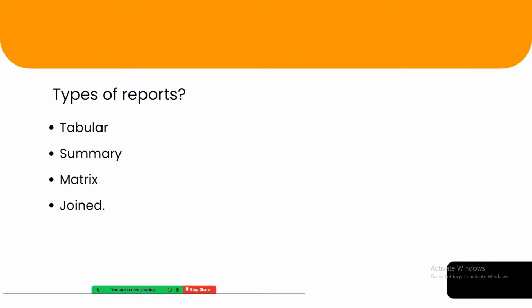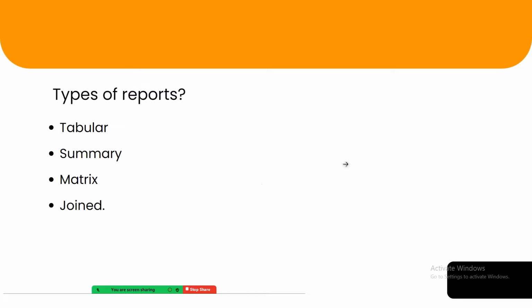Types of reports. What are the types of reports? There are various kinds of reports like tabular, summary, matrix, and joint report. So what is a tabular report? It's basically in the form of a spreadsheet or table where the data is saved in the form of rows and columns.